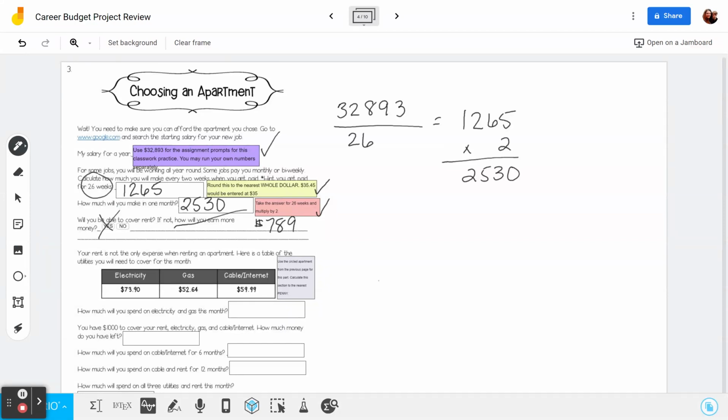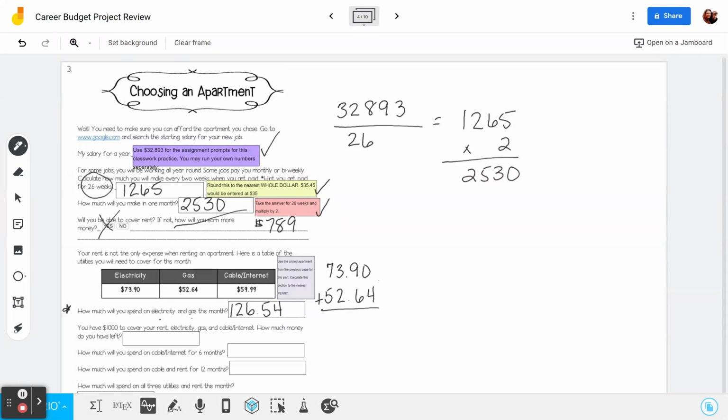The next one, we are looking at this chart here, and it tells us all our costs for the month. And then this question asks us, how much are we spending on electricity and gas? So you're just going to pull the numbers for electricity and gas and add them up. And that will give you $126.54.